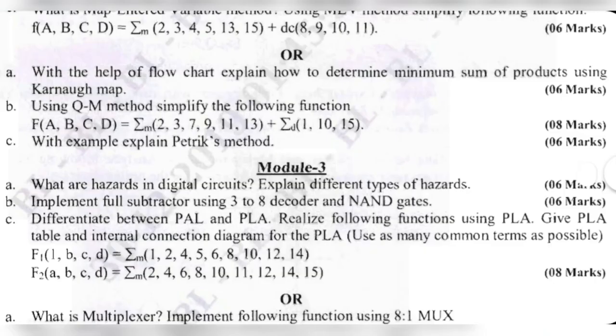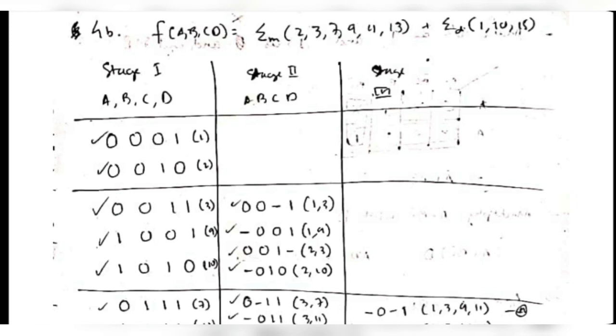Okay, the next question is to use the QM method to simplify the function which they have given. This is the same thing which I had discussed previously in the previous question. So first we will write the function which they have given, but in this question they have given the don't care values also. So let's see how to approach this question.